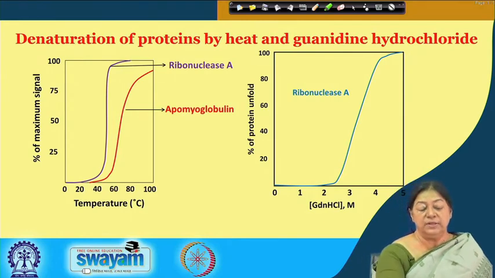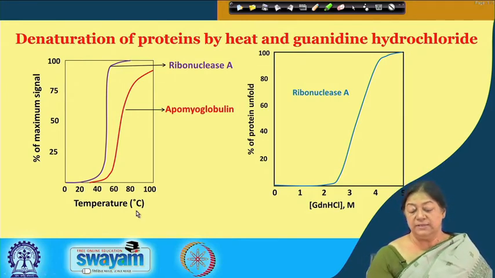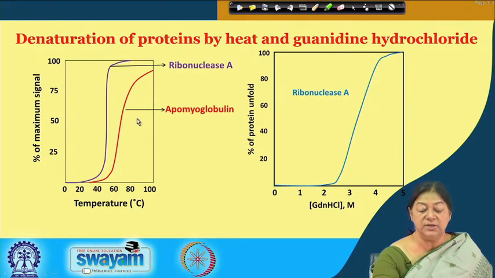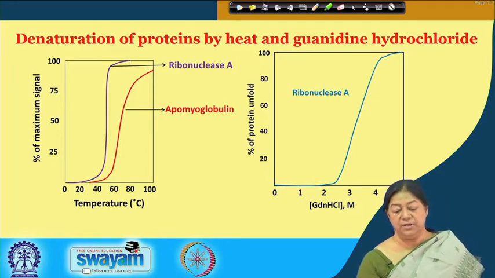If we look at the denaturation of proteins by heat, by GuHCl, here you can see there are two different proteins, ribonuclease A and apomyoglobin. What can we say from this? We can say that apomyoglobin is more stable. Why? Because it needs more temperature for the disruption to occur. So, straight away from this graph itself, the denaturation curve can give us information about the stability of the protein. Here we are looking at the percent of protein unfolded with the guanidinium hydrochloride.